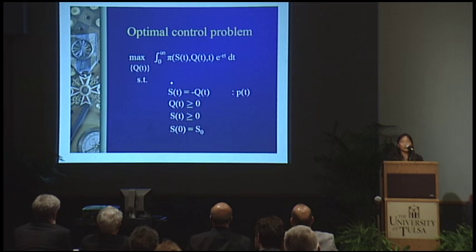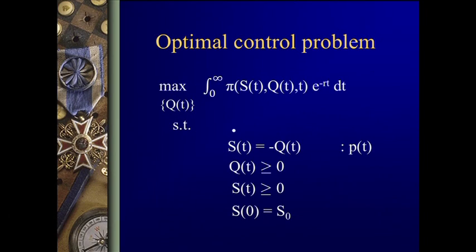So the optimal control problem faced by an oil producer is to maximize the present discounted value of the entire stream of per period payoffs subject to some constraints. We have the constraint, which is the equation of motion, that the stock decreases as you extract oil from it. And associated with that equation of motion is the shadow price, little p, which is the Hotelling rent.